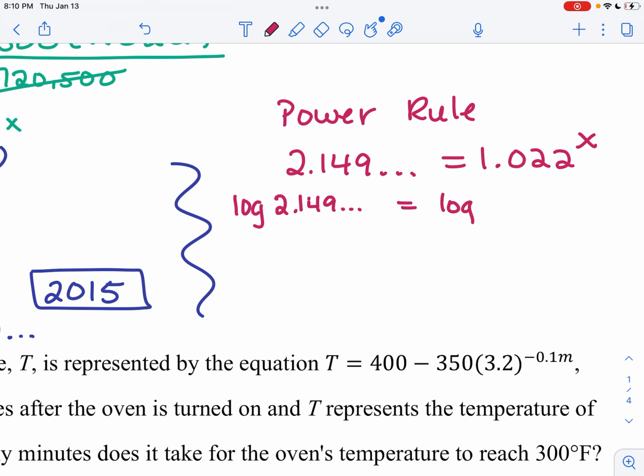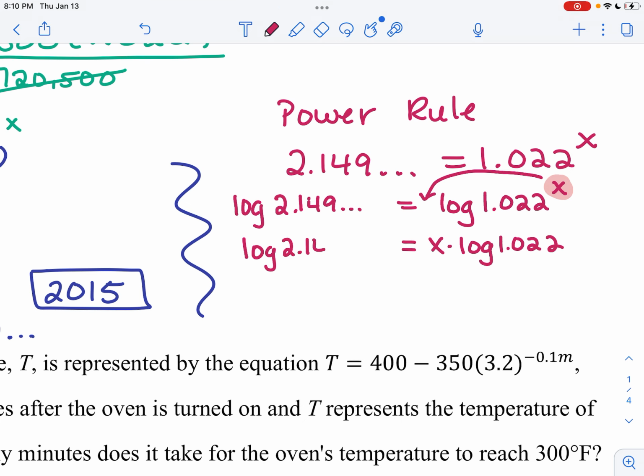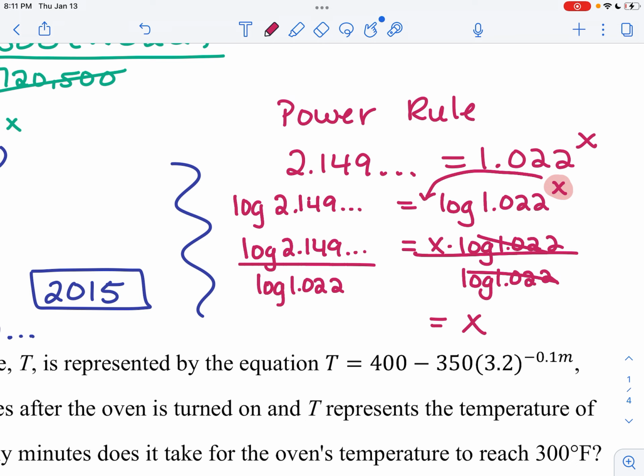And again, the reason I bring logs into the problem, and I'm just using a common log, is so that I can take that exponent and use the power rule of logarithms, which means I can bring it down in front. By doing that, I'm now able to isolate that variable, because I can divide away the log of 1.022. And we should also get that 35 value.